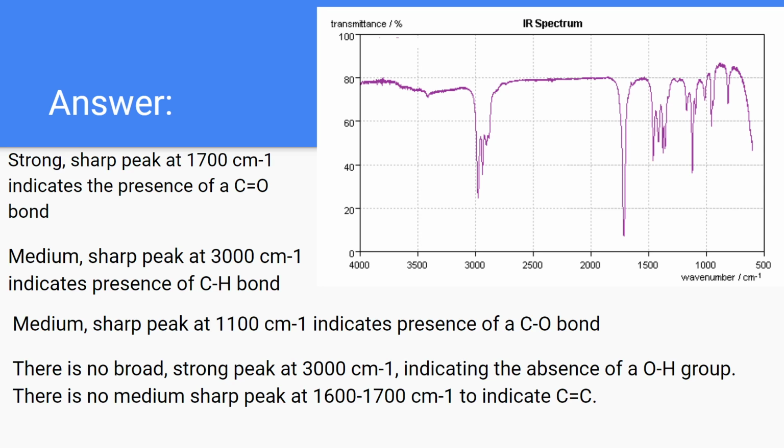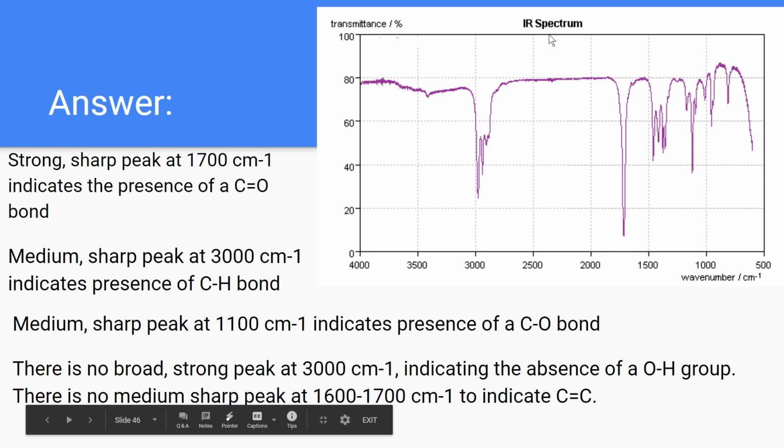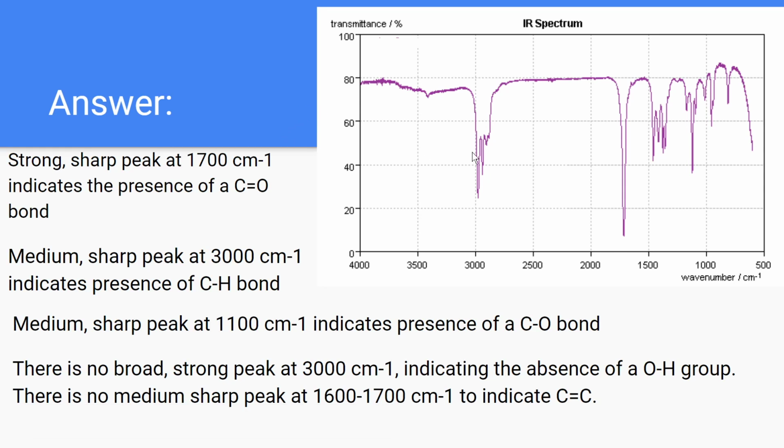So you are going to be given an IR spectrum for the molecule. Let's have a look at this. We've got some CH bonding here, which is CH stretching, and this big peak at 1700, which means there's a carbon double bonded to an oxygen. So here's how you would structure an answer.